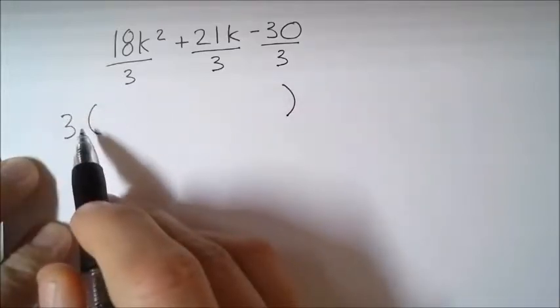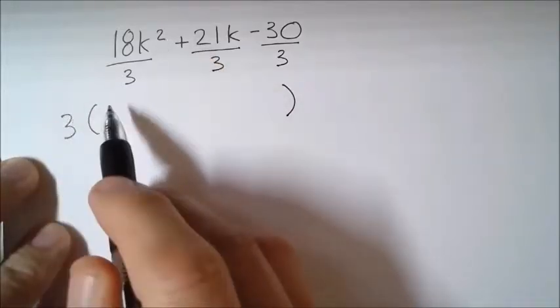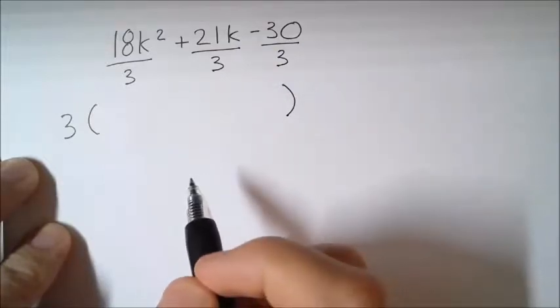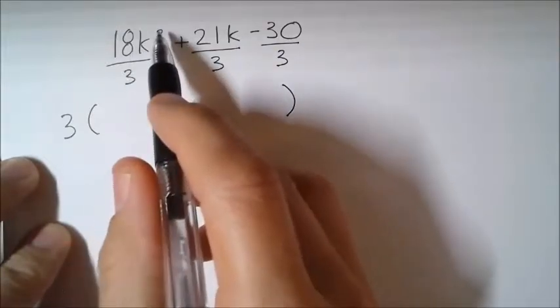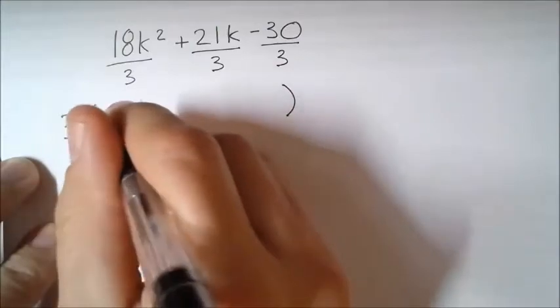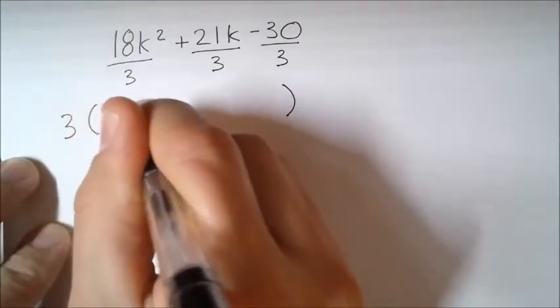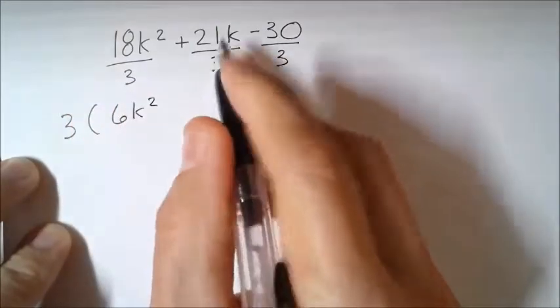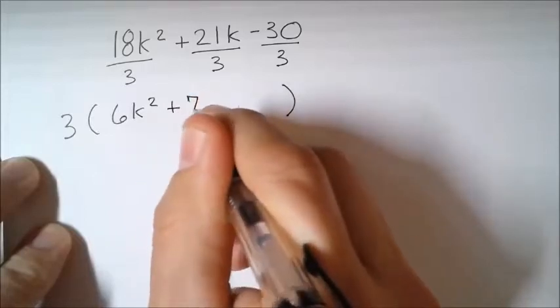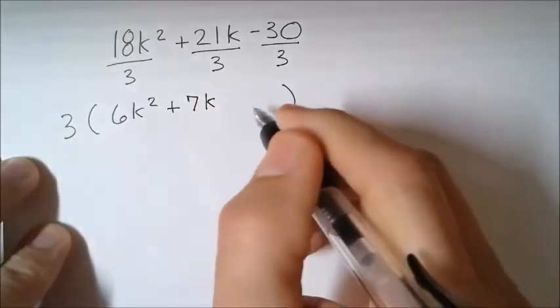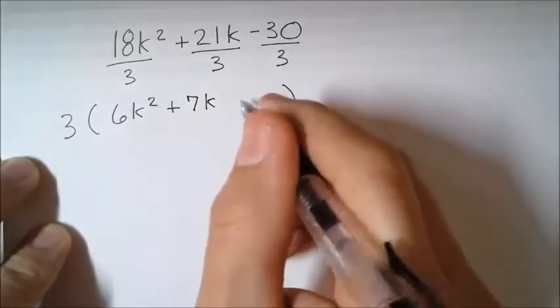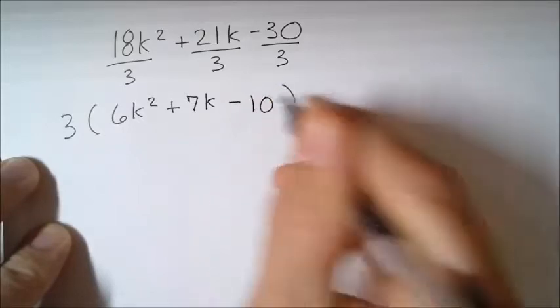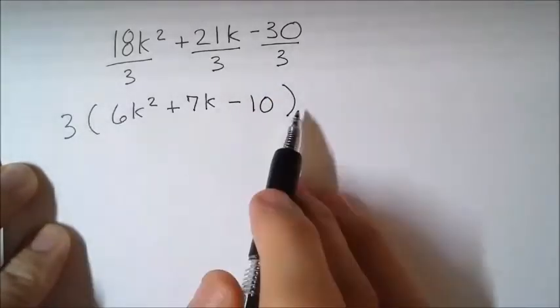Where later on, if we wanted to convert it back, we just have to distribute that 3 to all the terms inside. So 3 will go into 18k squared, and it'll go into there 6 times, so we got 6k squared. 3 will go into 21, plus 7 times, so we got plus 7k, and 3 will go into negative 30, negative 10 times. Now this is more manageable.